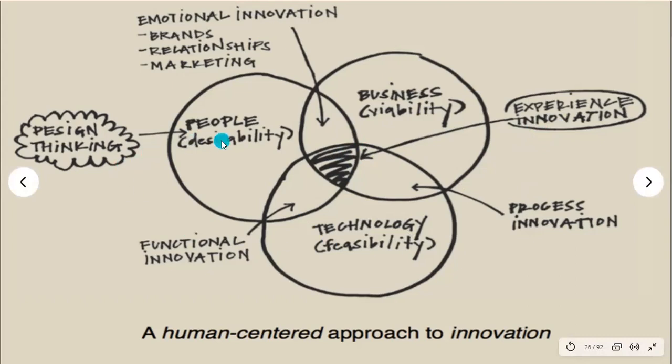So when desirability, we are talking about design thinking. Process viability and technology feasibility, we are talking about process innovation. Functional innovation, desirability and technology feasibility. Desirability and viability, emotional innovation. Lots and lots of brands are there who are working on emotional innovation.